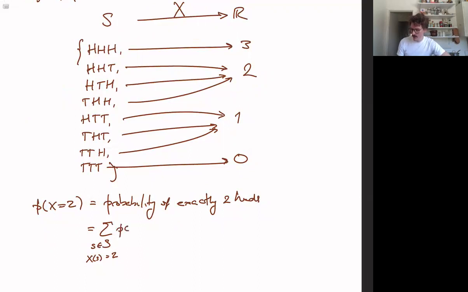Oops, forgot to finish writing that. So in this case, it is 1/8 for heads, heads, tails, 1/8 for heads, tails, heads, 1/8 for tails, heads, heads. And that is all of the ways. That's all of the things that map to 2. So it's equal to 3/8.